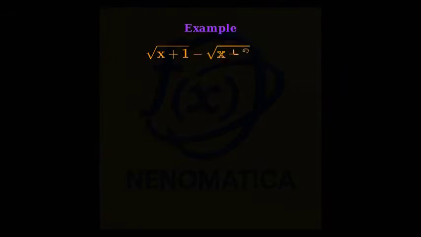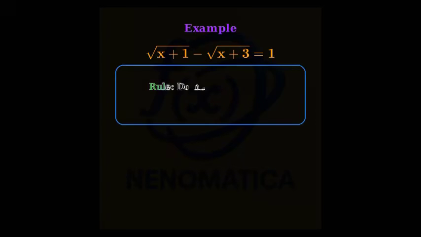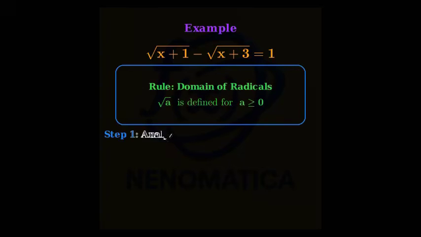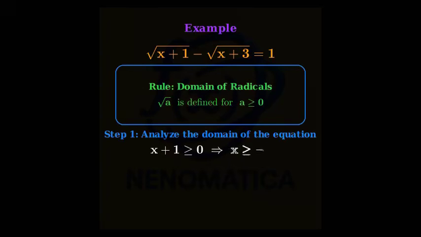Example: we will solve the radical equation using a domain first argument, then compare the two radicals to show the left side is always negative, and finally conclude there is a contradiction. Step 1. Analyze the domain of the radicals. The square root of a is defined for a greater than or equal to 0.